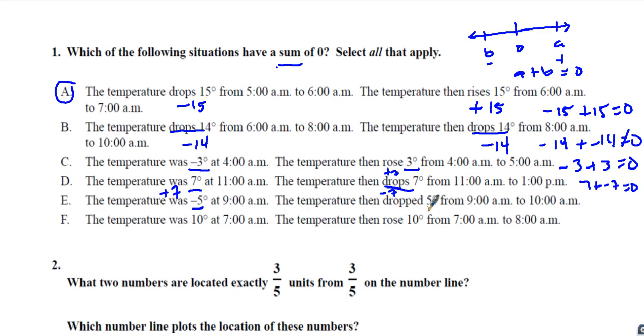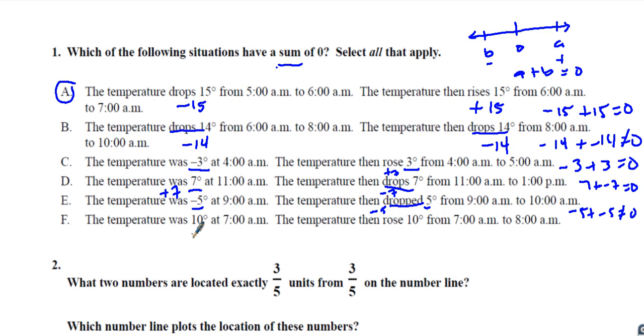Temperature was negative 5 degrees. The temperature then dropped 5 degrees. So dropping is going to be negative 5 degrees. So that's not equal to 0. It's not equal to 0.